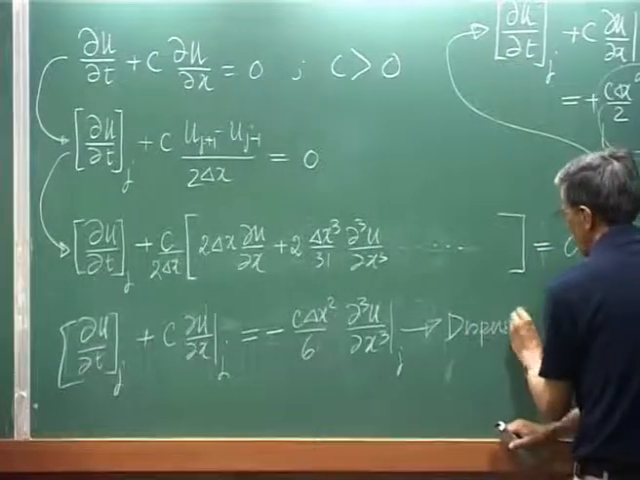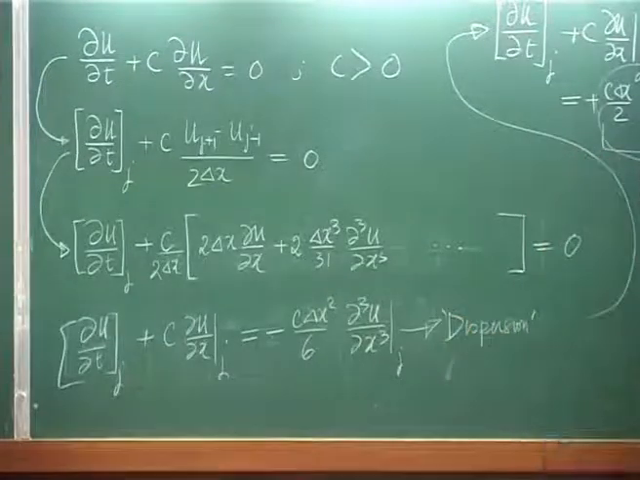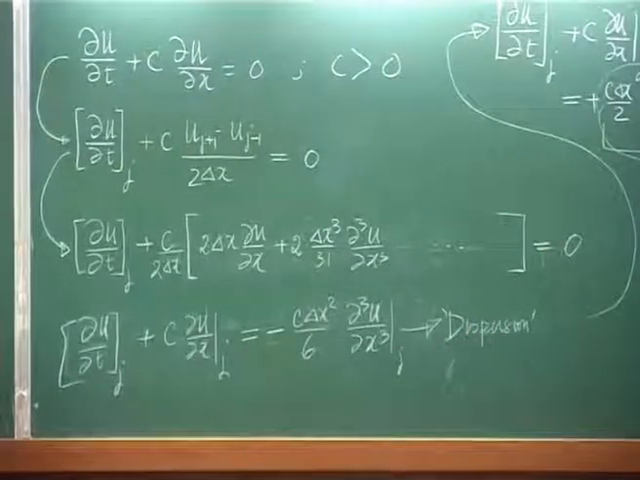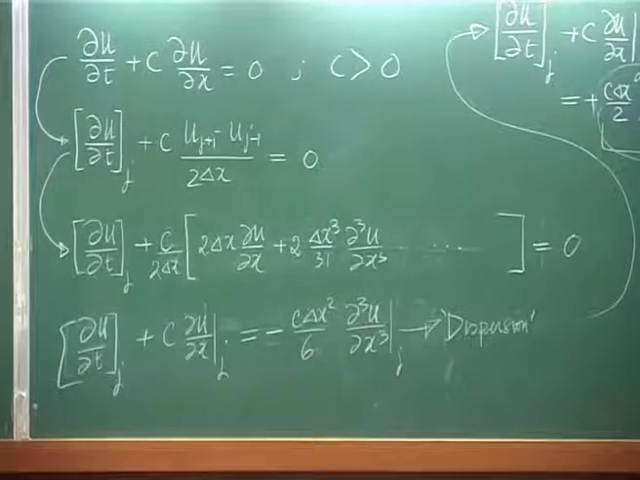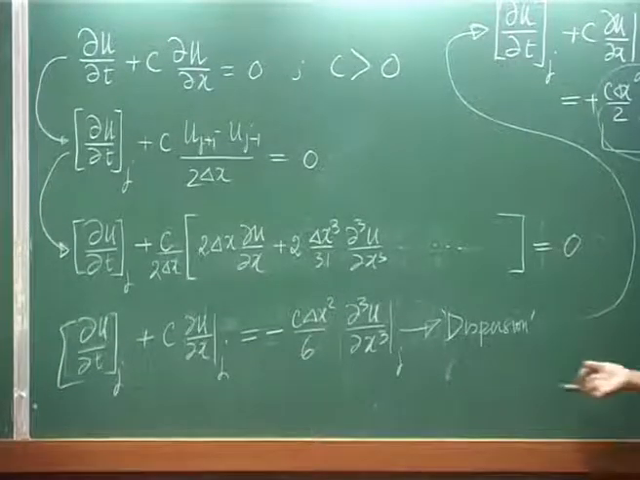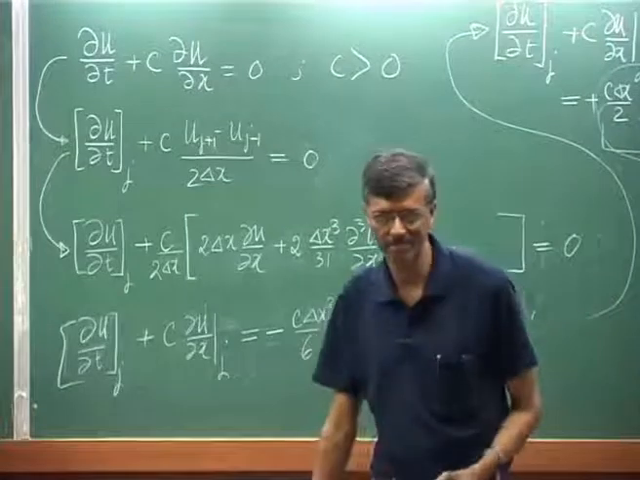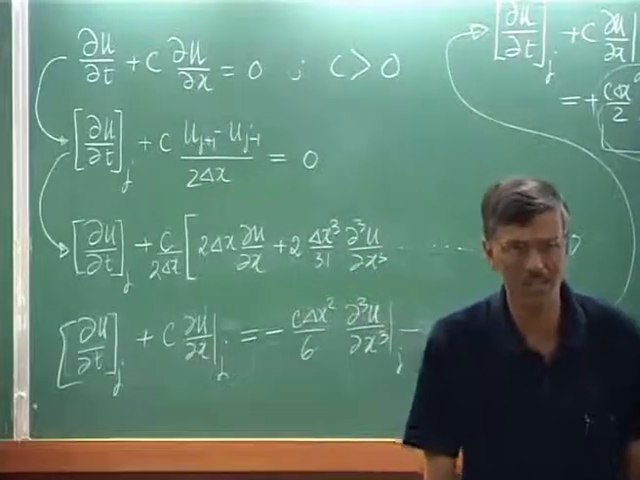Now, the question arose, I think he is missing, whoever asked that question today, he is missing today. Why do we say it is a dispersion? That is the question. Why do we call it a dispersion?